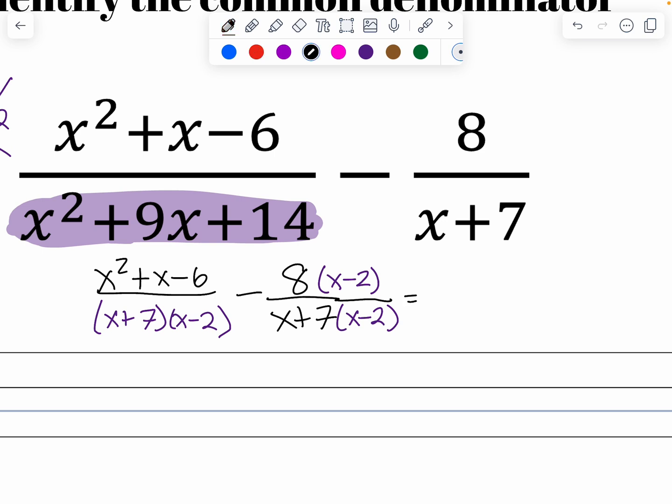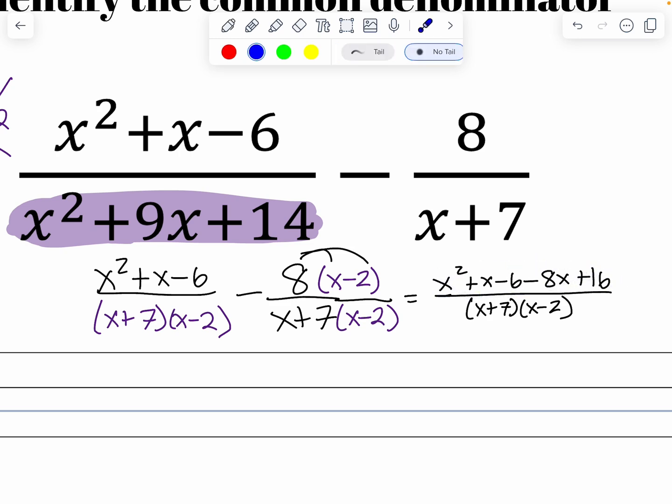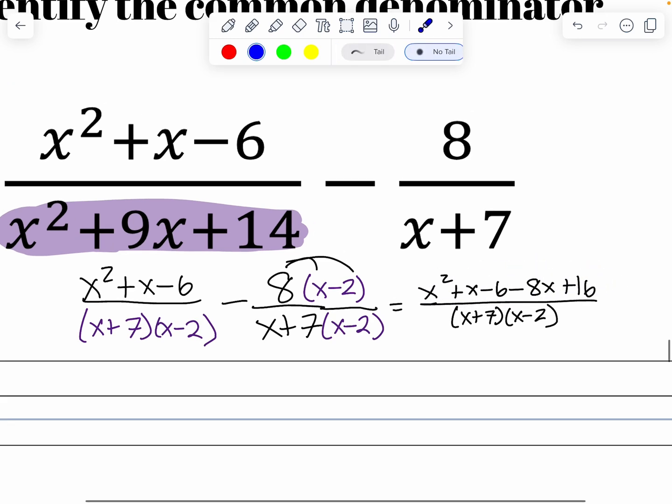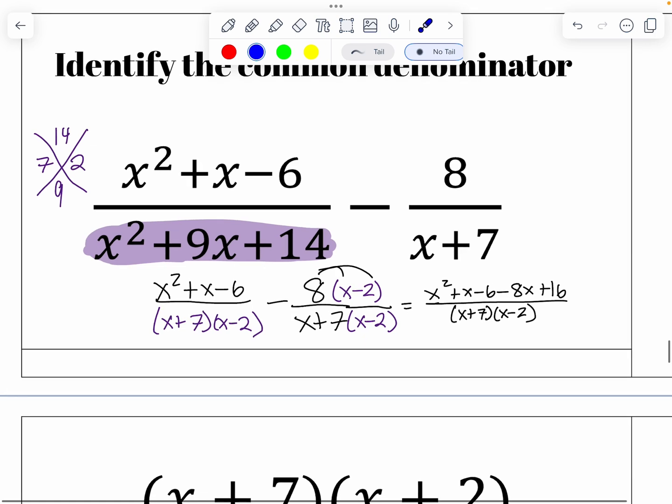Okay, so I'm going to have my x squared plus x minus 6 minus 8x plus 16. I'm just distributing that 8 in there. And then I have my common denominator of x plus 7 and x minus 2. And from there, you would simplify and all the good things. So you could big X this once you combine like terms and all that good thing. For that, I don't think this one works out as nicely. I think I realized that during one of my games. So that one doesn't work out as nicely.